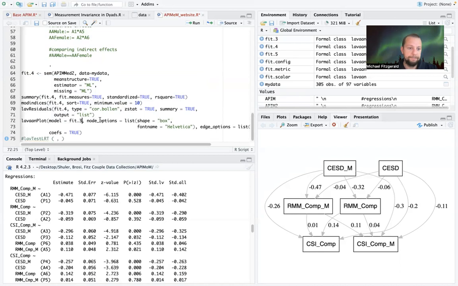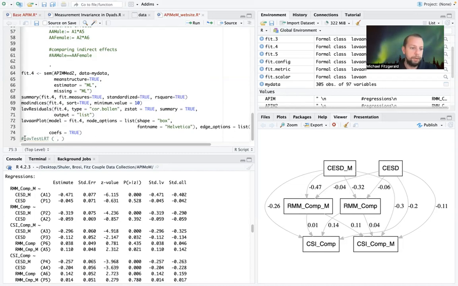Or if you leave this as fit 3, it's going to plot your previous model. It's not going to plot your new model, which can be confusing, because we'll get different estimates in our output than we see in our model, and that can create a lot of confusion. So the first thing I like to do is to change all of these first.